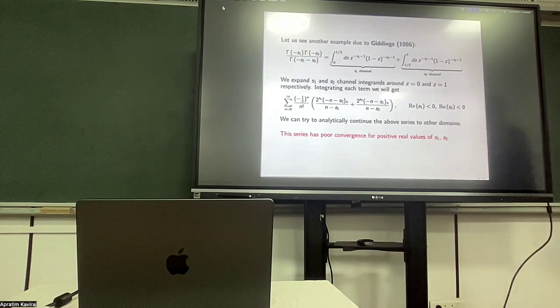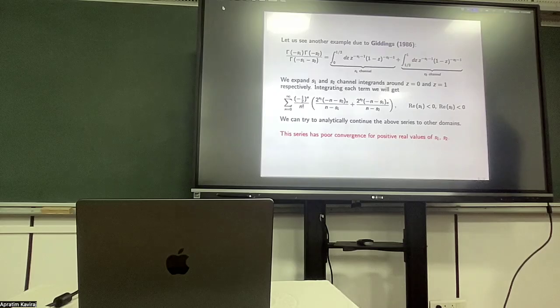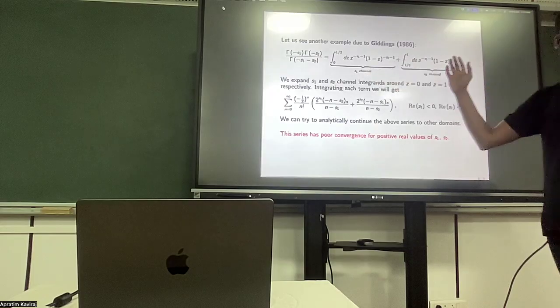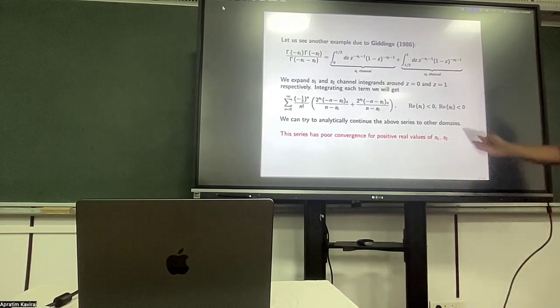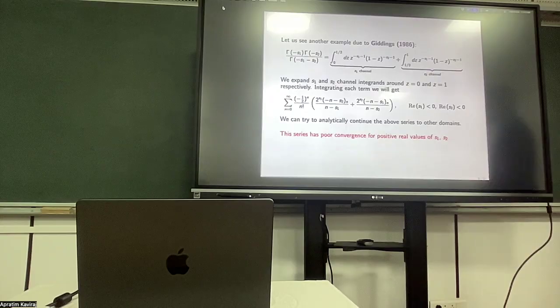And also, like Giddings, using Witten's string field theory, he tried to write down a representation by dividing the worldsheet integration in two parts, one from 0 to half and half to 1. This is also a kind of regulating. He called each of them the S channel and T channel contributions. If we do a Taylor expansion around z equal to 0 and z equal to 1, and then integrate term by term, we'll encounter a series of this form.